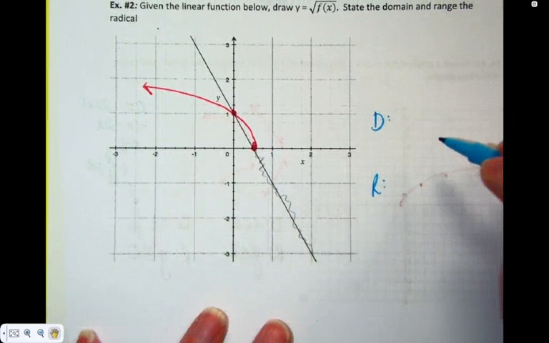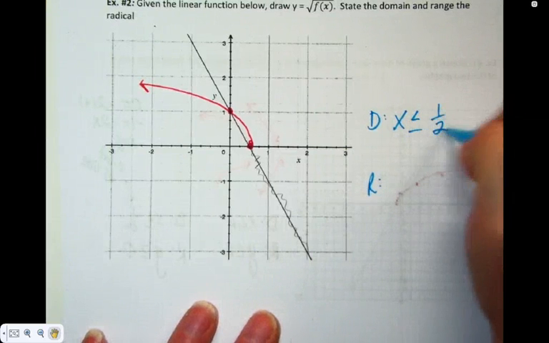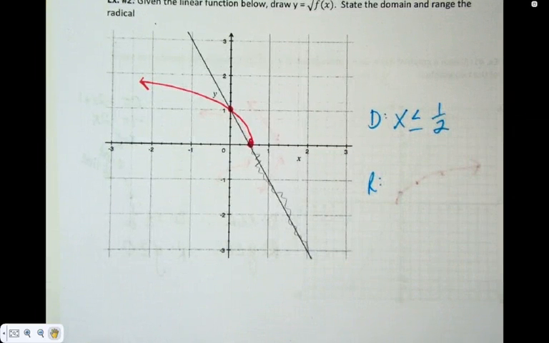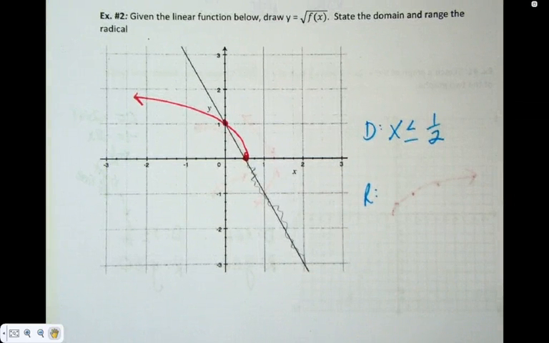But I'm going to say the domain is less than or equal to 1/2. Do we know it's 1/2? How do we know? Because the points are clearly marked on the graph. And if we don't have the equation, then there's nothing else we can do but estimate. If we have the equation, you have to find them exactly, and I'll show you some examples in a second.